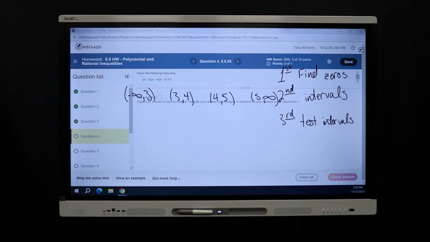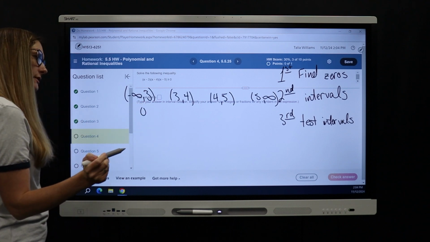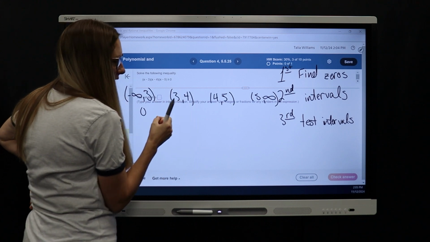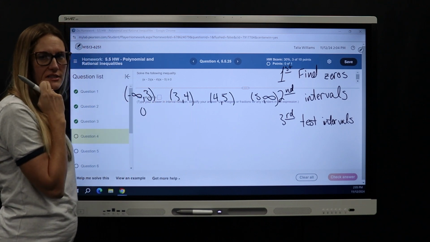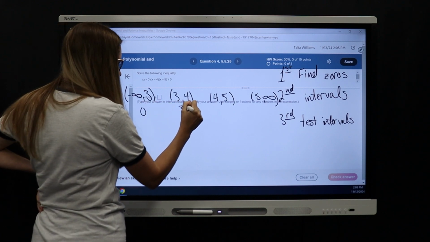Okay, so negative infinity to 3, 0 is included in that interval. That's what I'm going to use here. You can't use 3, you can't use 4. You have to use a number that's between them. So I just go ahead and do that half. So I'm going to do 3.5 here.